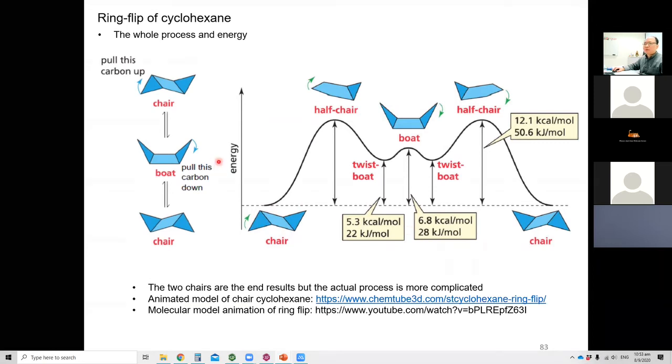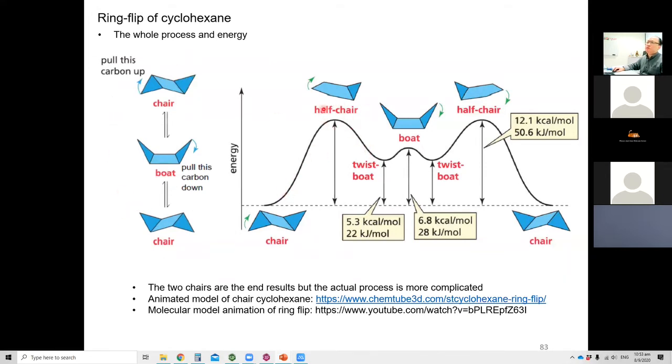Okay, and the actual process, as I show you, is simplified to let you know easily like this, right? But the actual process is very complicated, and it goes through a half chair, which is even higher in energy than the boat conformation. And you have a twisted boat, lower in energy than the boat. But again, for the requirement of this course, you only need to know that the two chair conformations interchange via the boat conformation, which is shown here. And you need to understand what types of strain exist in the boat conformation.